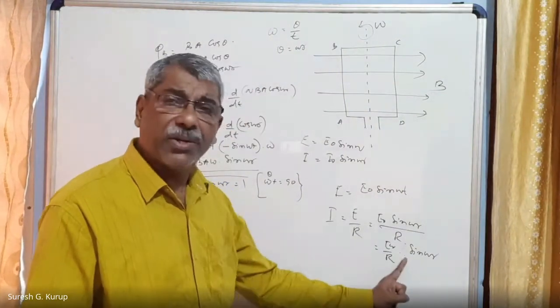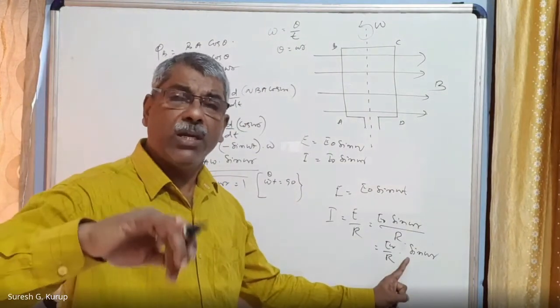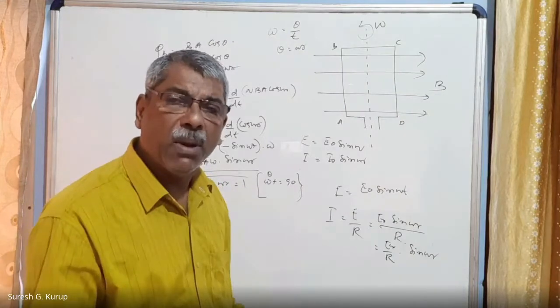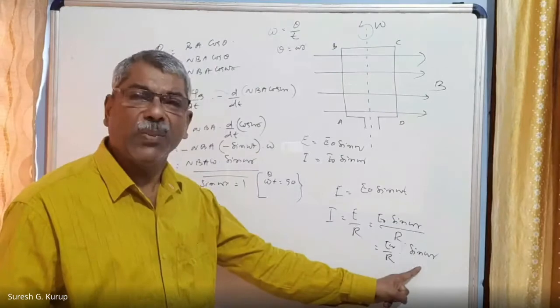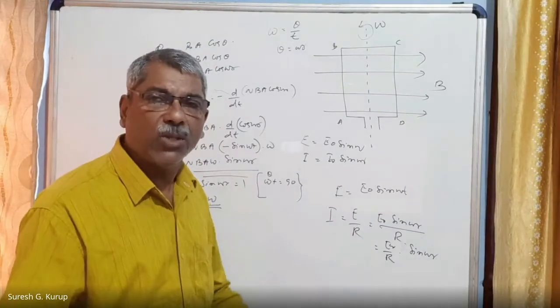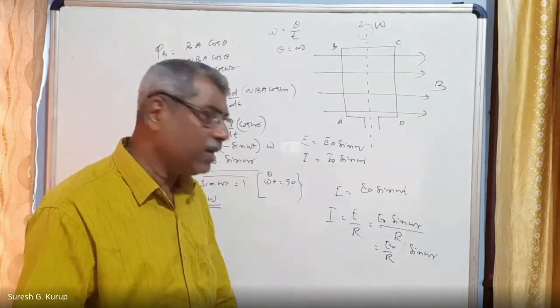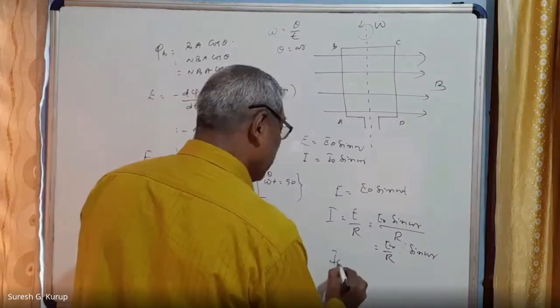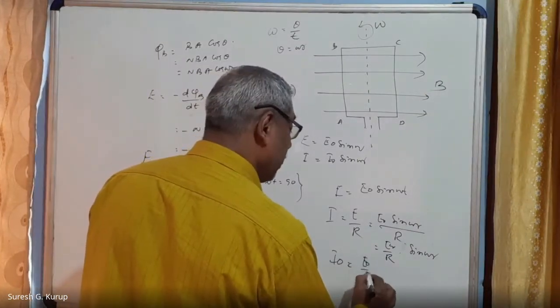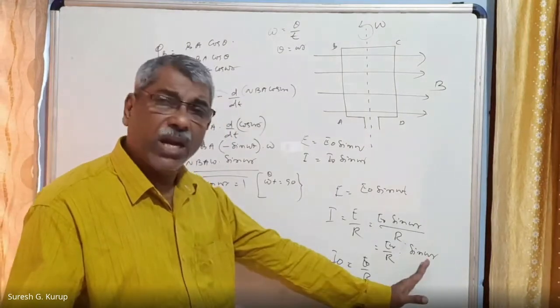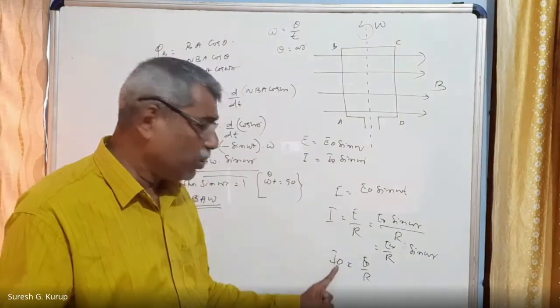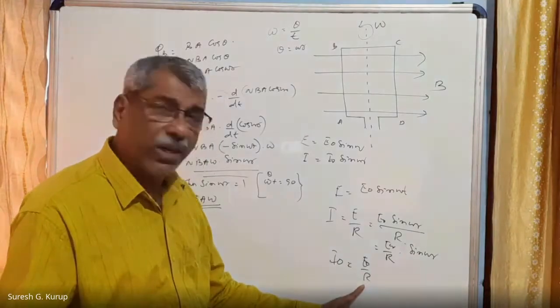In this equation also, when sin omega t becomes maximum, I becomes equal to I0. I0 is called the peak value, right? Sin omega t is maximum when sin theta is equal to 1. Then I0 is equal to E0 divided by R, we can write. Because sin omega t becomes maximum, I becomes equal to I0. I0 is equal to E0 by R.